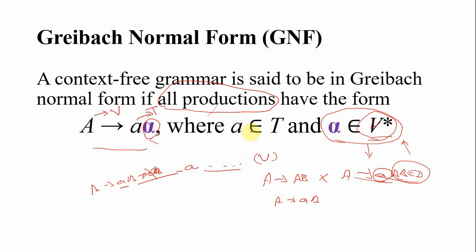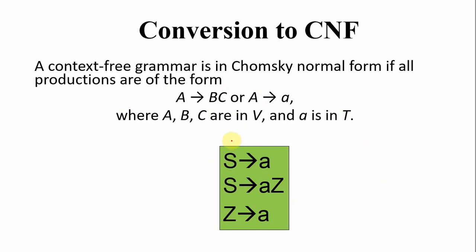Fine. Now we are going to see the procedure with which we can convert a CFG into its equivalent CNF, Chomsky normal form grammar. A context-free grammar is in CNF if it satisfies this property. Right. Now, can you tell me, or are you able to identify whether it is in CNF or not? Is it in Chomsky normal form?